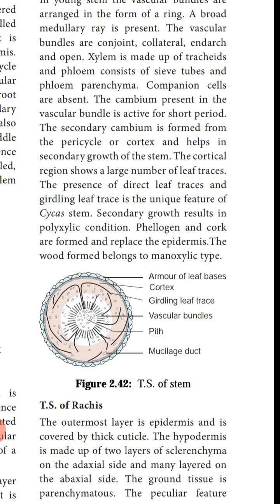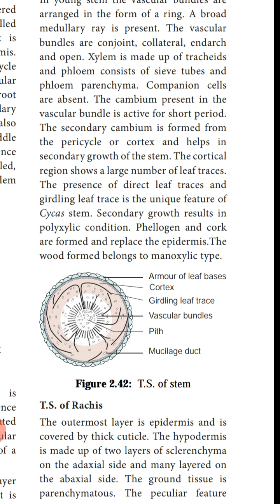Now what will happen here? The secondary cambium is formed in the cortical cells or in the pericycle, and that will help in lateral thickening. The cortical region shows a large number of leaf traces. The presence of direct leaf traces and girdling leaf traces is a unique feature of the Cycas stem. Leaf traces originating from the cambium are called girdle leaf traces. So two types of leaf traces are there: direct leaf traces, which you can find on the outer surface, and girdling ones, which arise from the cambium. It is the unique feature of the Cycas stem.